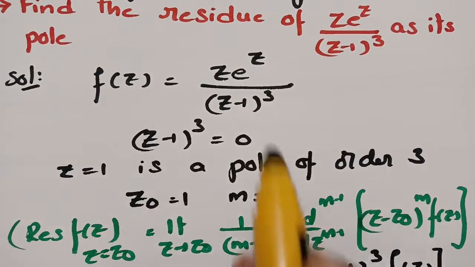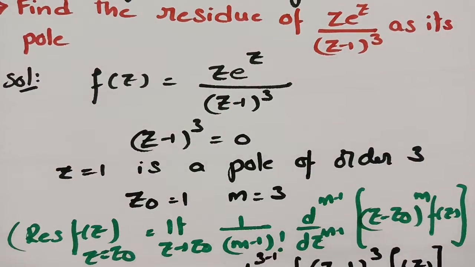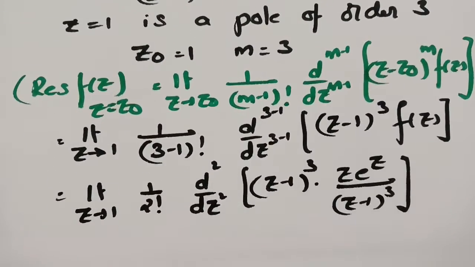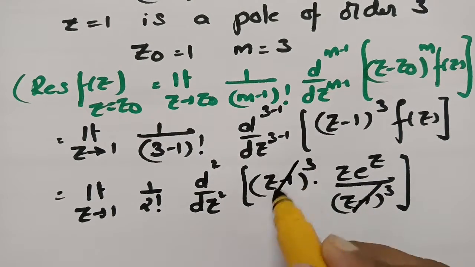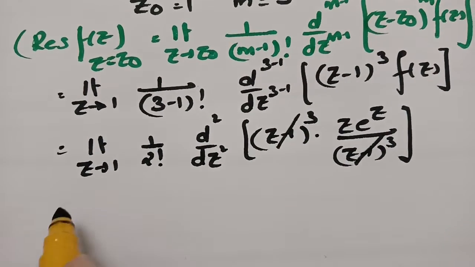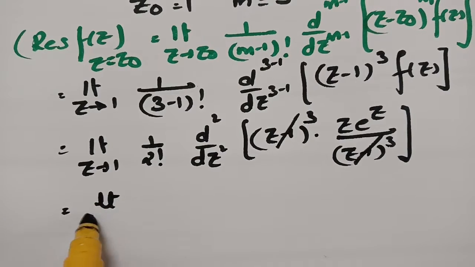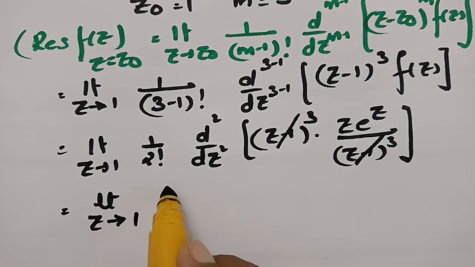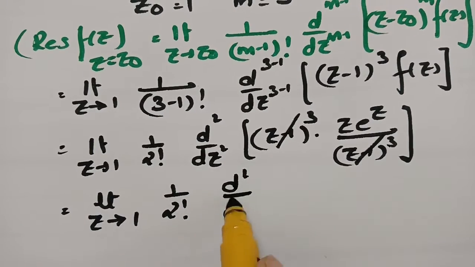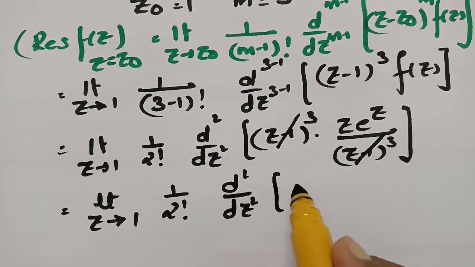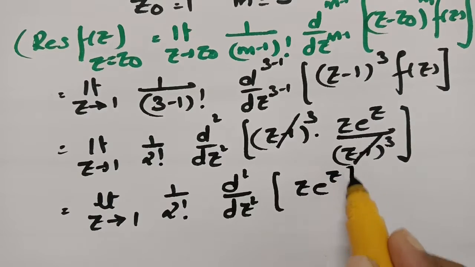So what is this f of z? F of z is nothing but z into e power z by (z minus 1) whole cube. So if I cancel this one, I have to make a derivative twice, that is limit z tends to 1 of 1 by 2 factorial, d square by dz square into z into e power z.